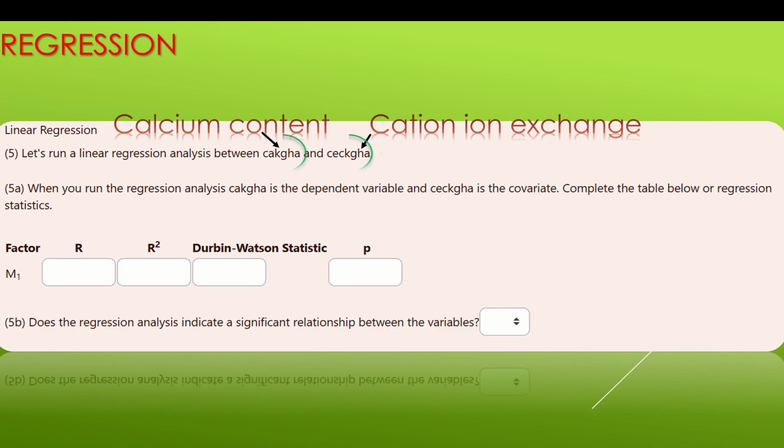Okay, so that's correlation. The second part of the lab is running a regression analysis. With regression, in this example, we're going to be running regression for two variables, right? Calcium content and the cation exchange capacity of the soil. So we're setting up a regression model between those two variables. In this case, the calcium content, Ca kilogram hectare, is the dependent variable. And the other variable, the cation exchange, is the covariate or the independent variable.